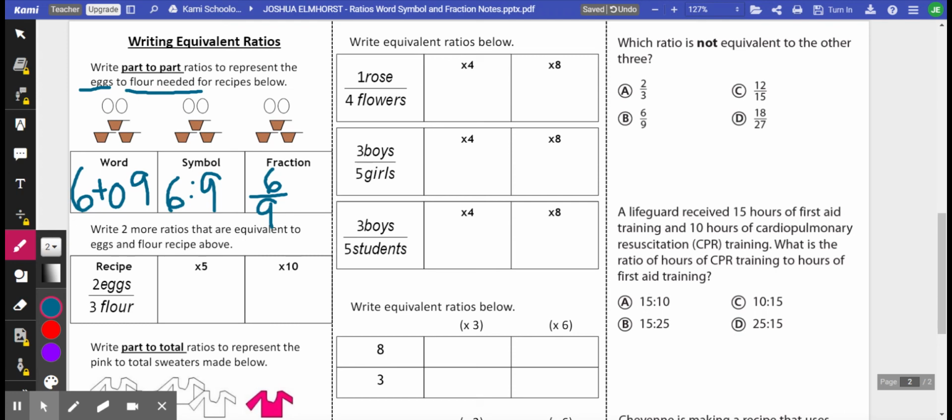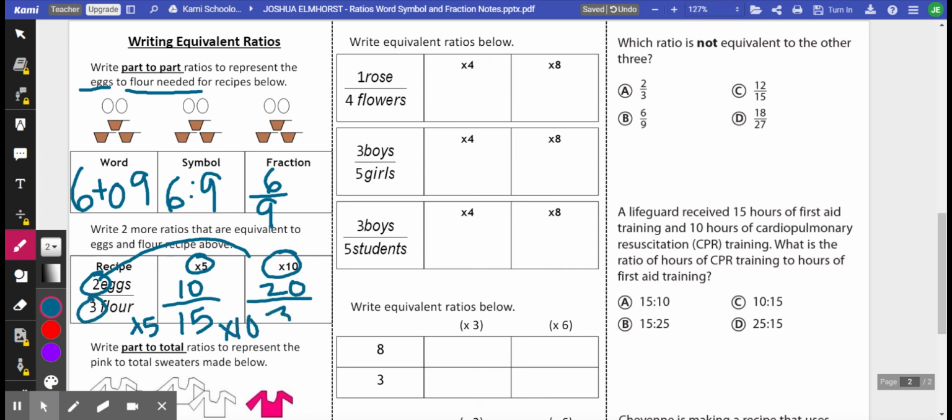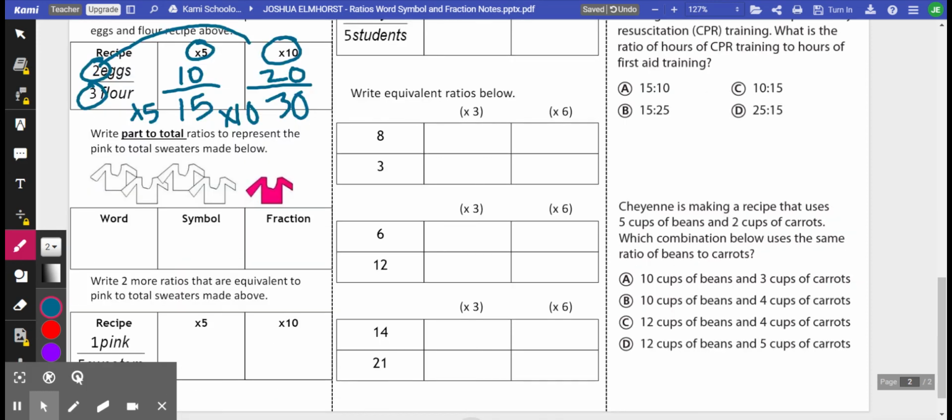So for the equivalent recipe down below, write 2 more ratios that are equivalent to the eggs and flour recipe. Well, if we make 5 times the batch, 2 times 5 is 10. 3 times 5 would be 15. And then 2 times 10 would be 20. And 3 times 10 would be 30.